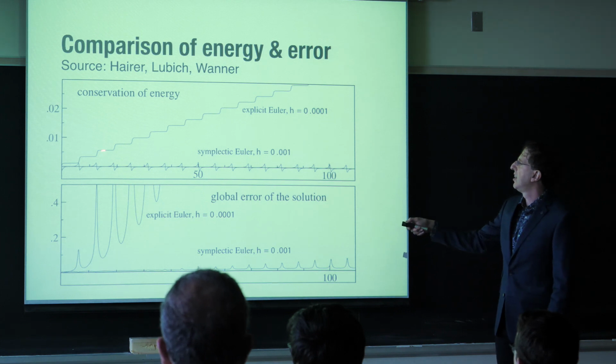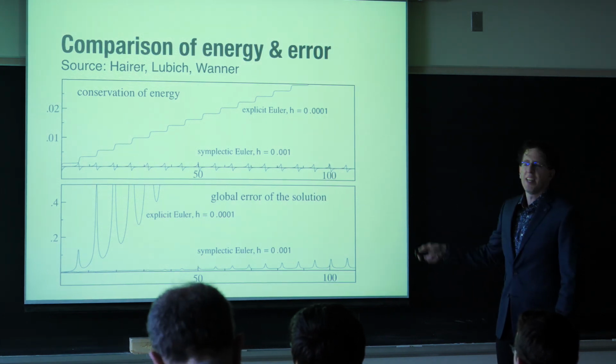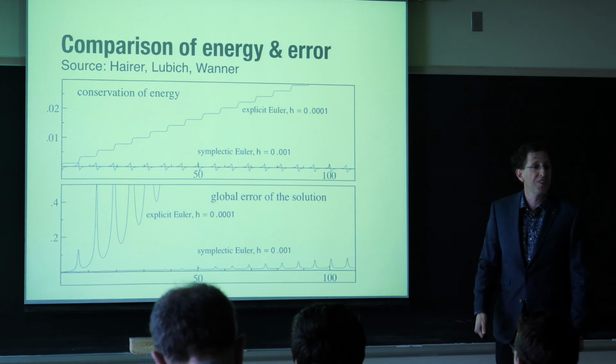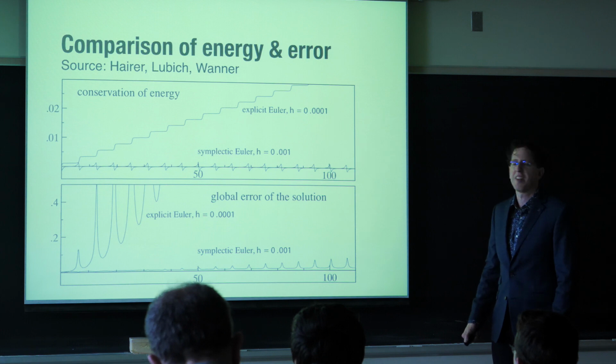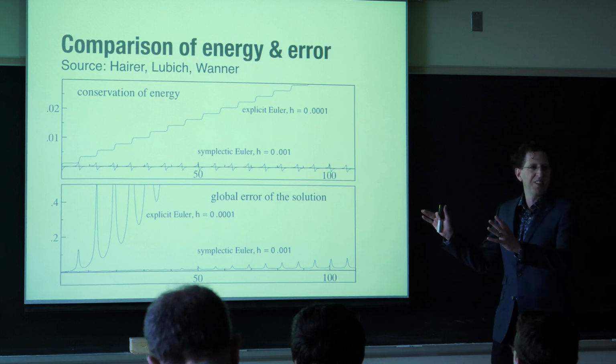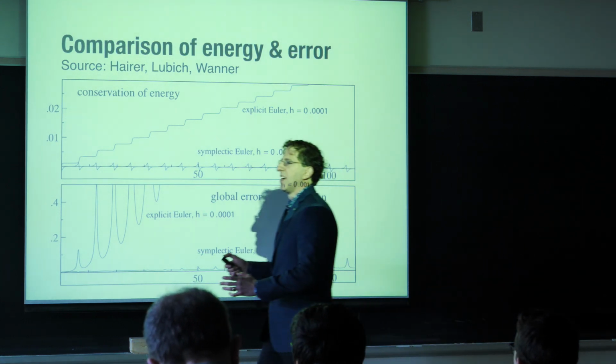So explicit Euler is rapidly growing in energy. Symplectic Euler is not conserving energy in a strict sense. It just does not have a systematic drift of energy. So from a coarse level, it looks like it's preserving energy.